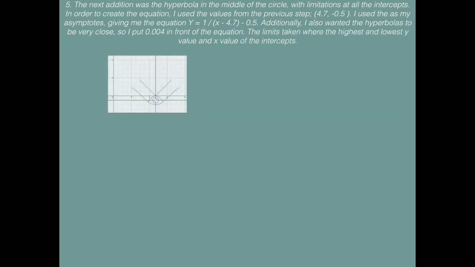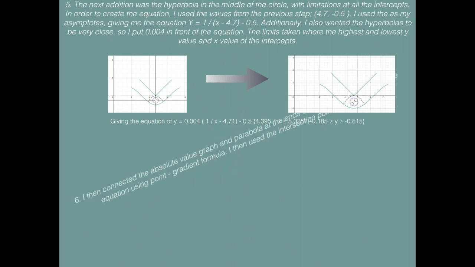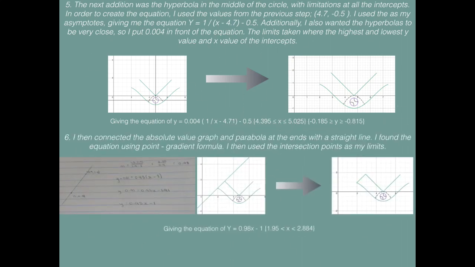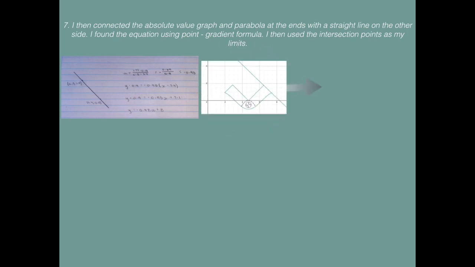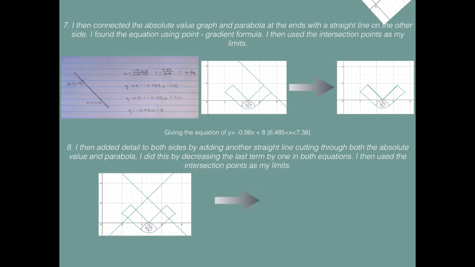Step 5 was the addition of the hyperbola in the circle with the asymptotes of the previous values. The limits were the intercepts. Step 6, I connected the absolute value graph and parabola with a straight line using point gradient method as shown. Step 7, I repeated the process but on the other side. Step 8, I added another 2 lines translated down 1 unit with the intersections as the limits.